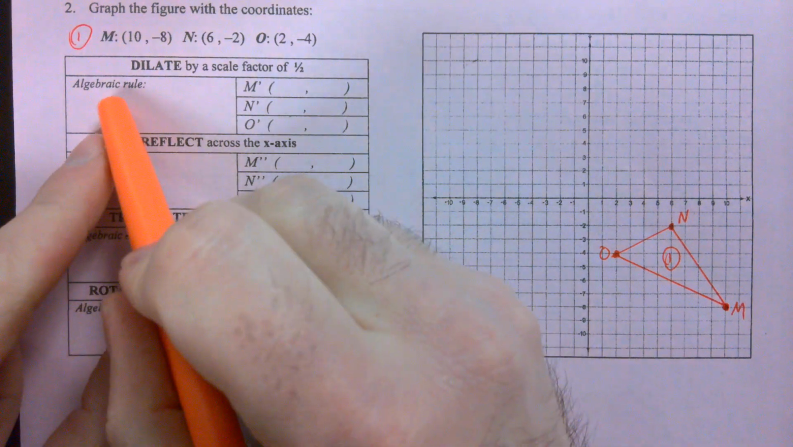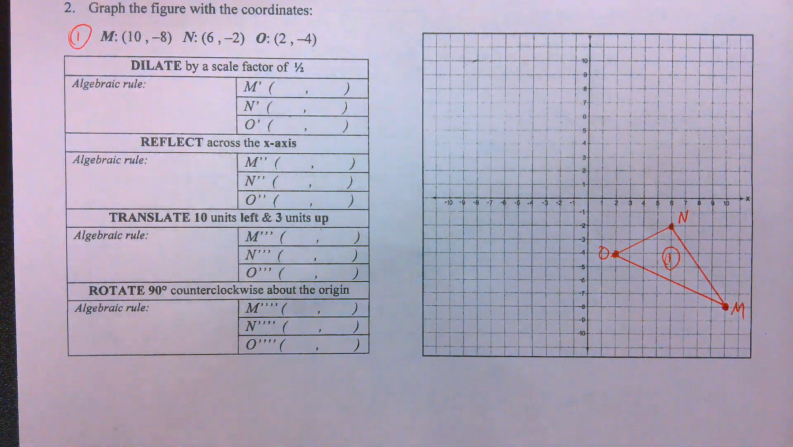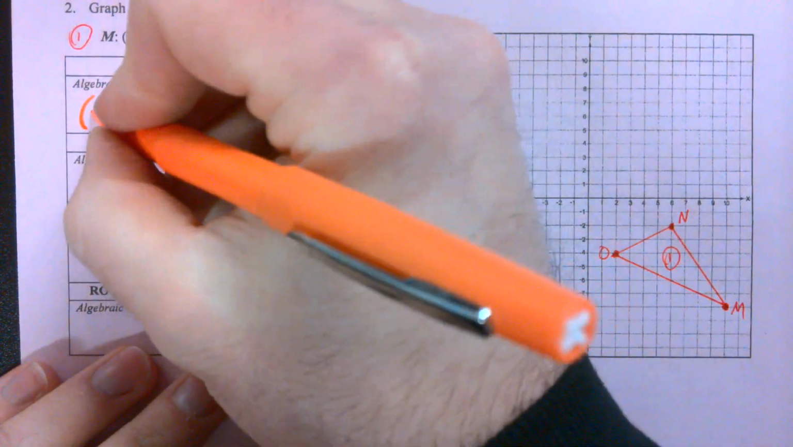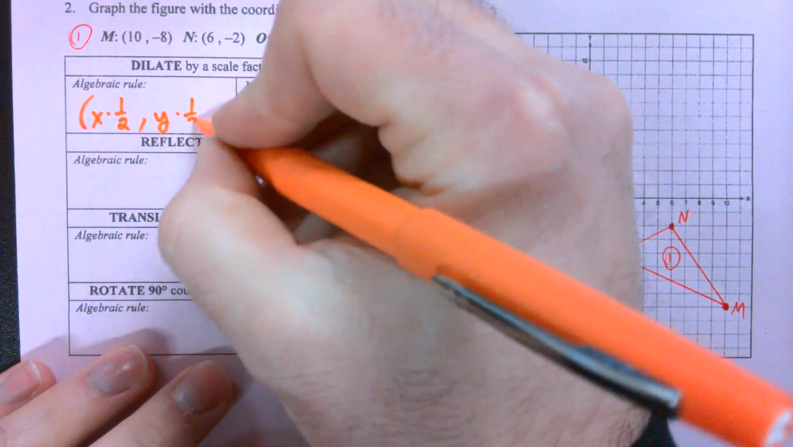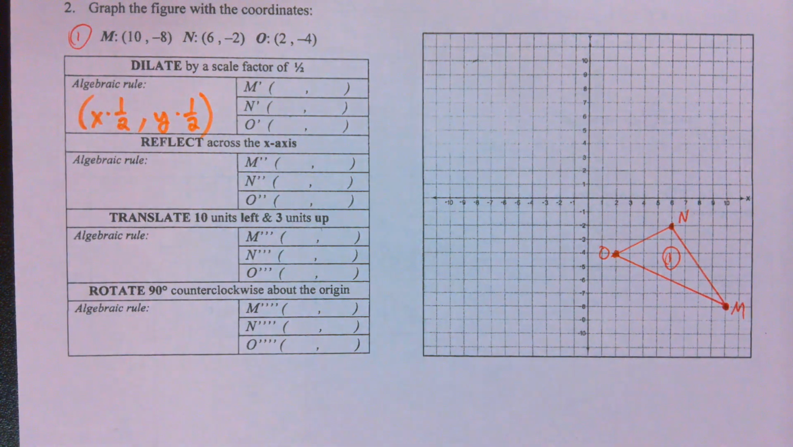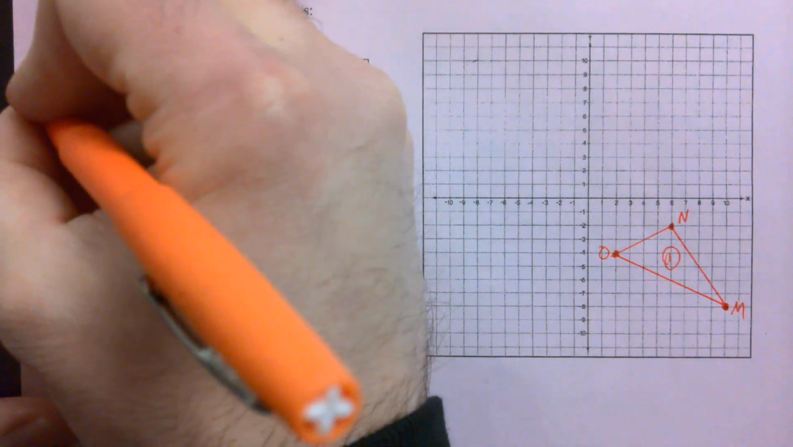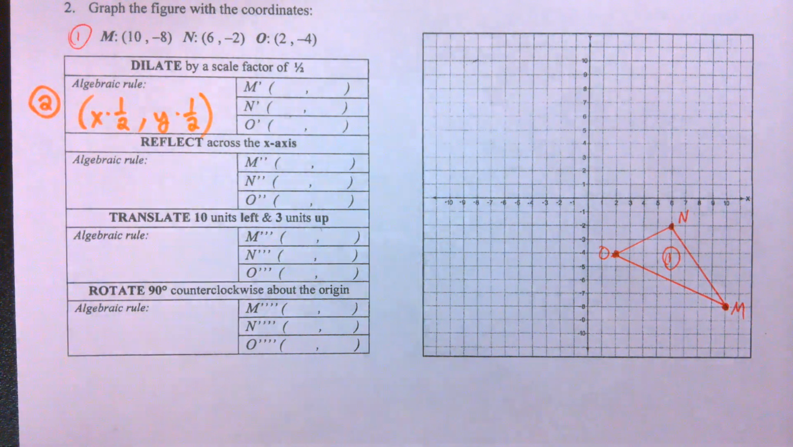Can someone help me out? What's my rule for this dilation going to be? Yeah, it's nice and simple. X times 1/2, Y times 1/2. And you're just filling in the blank with whatever your scale factor is. This dilation is going to give me triangle number 2.